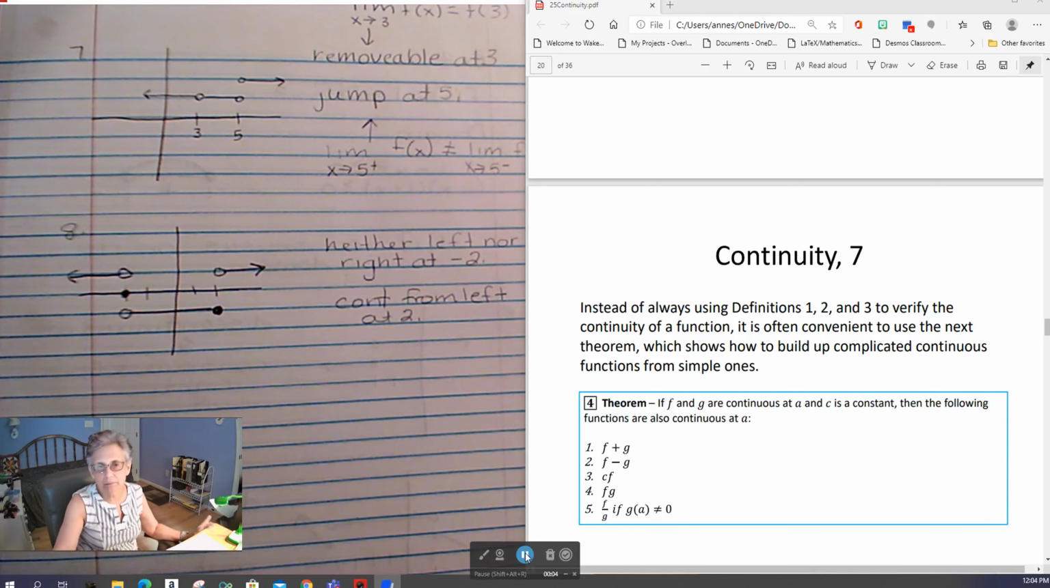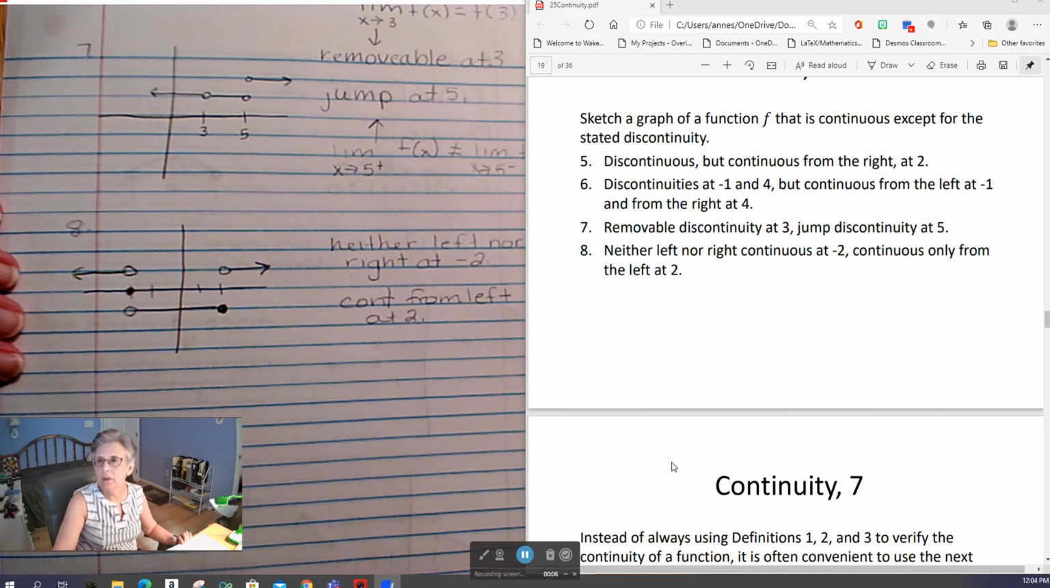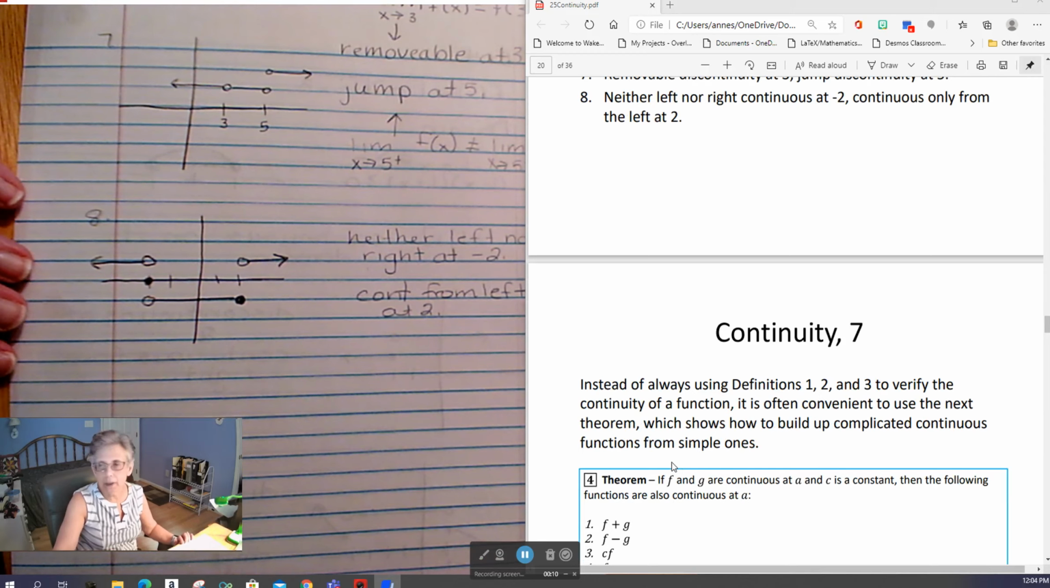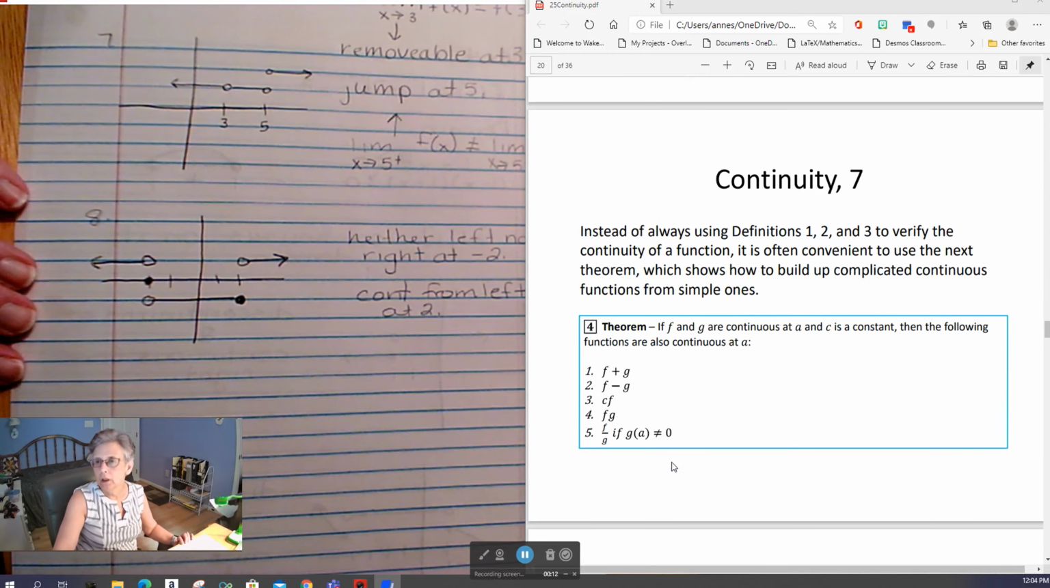Okay, I finished up through number 8. Remember, your pictures don't have to look exactly like my pictures. That's okay. Let's talk a little more about continuity.